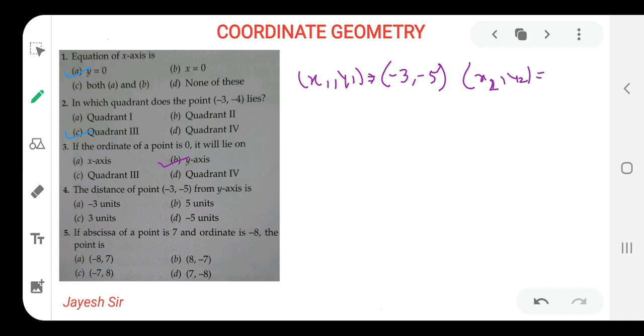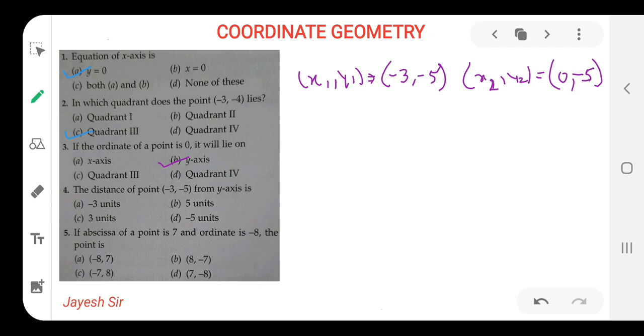I am explaining how we take x2 and y2. As we have to find the distance from the y-axis, the term having x would be 0 and the term having y would be similar to the previous one. If it has been asked for the y-axis, then the y coordinates y1 and y2 should be the same. If you want to find it for the x-axis, then x1 and x2 should be the same, and the value of y2 should be 0.